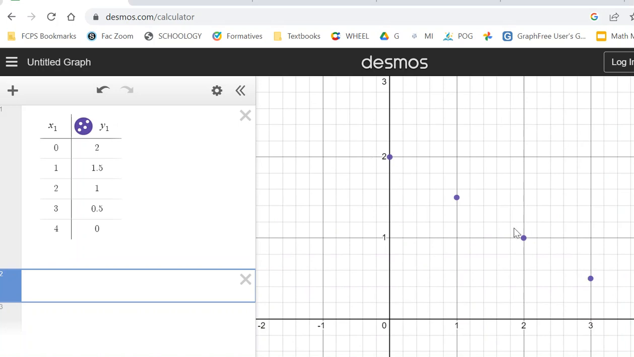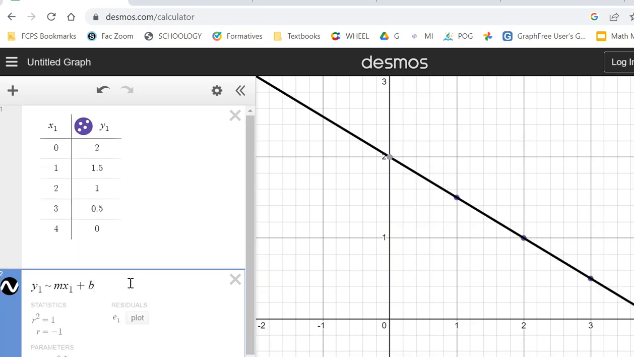And, whoa, that certainly looks like a line to me. So I'm going to ask Desmos to tell me what the equation for the line would be. The way I do that is I know y equals mx plus b is our equation for a line that we love. So I'm going to tell Desmos y sub 1 tilde mx sub 1 plus b, because I'm asking Desmos to look in this table to find the best m and b that work.